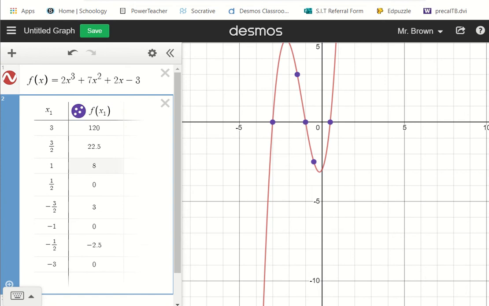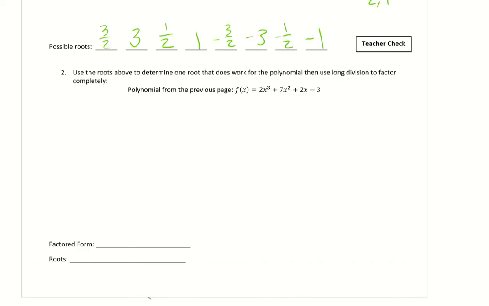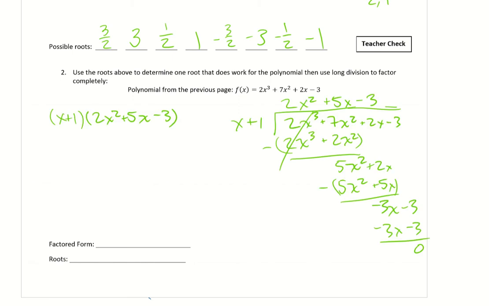So 1 half equals 0, negative 1 equals 0, and negative 3 equals 0, so I can use whichever one of those I want to do my long division. I think x plus 1 will be the easiest one, so I'm going to do that. So after dividing, this is what I get, 2x squared plus 5x minus 3.